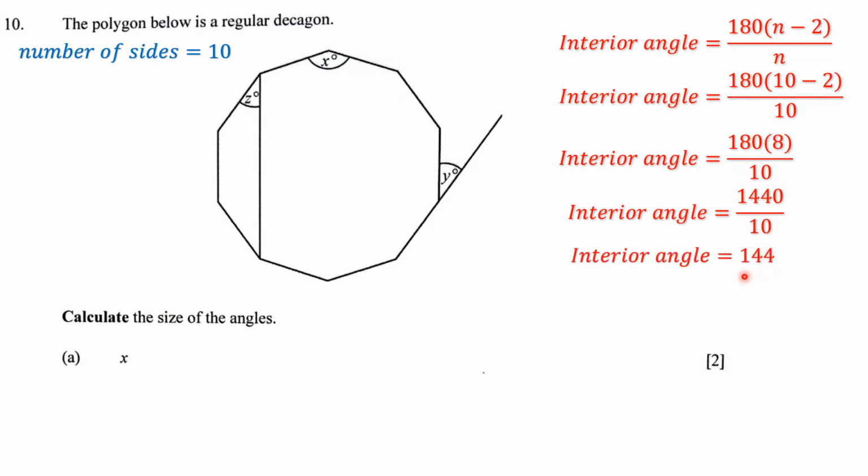So that means that the interior angle of this decagon, which is X, is going to be equal to 144. And each of the interior angles inside of this decagon is going to be equal to 144. We know that because it's a regular decagon, and so all of the angles are going to be equal to each other on the inside. Okay, let's move on to the next question.